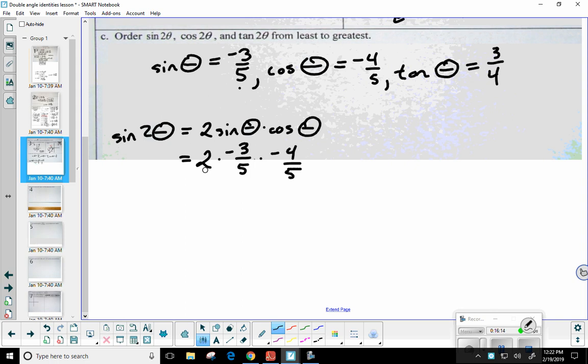Now, if it helps, take the 2 and put it over 1, because how do we multiply fractions? You just go straight across. So let's see. I need a 2 times negative 3 times negative 4. So that would be 24 over 1 times 5 times 5. 25. So right there, that is sine of 2 theta. It's just a formula. You plug in the right fraction and you simplify. Okay. Any questions? All right.